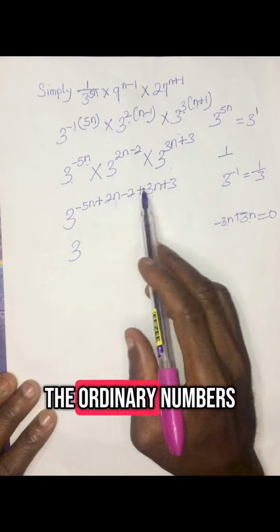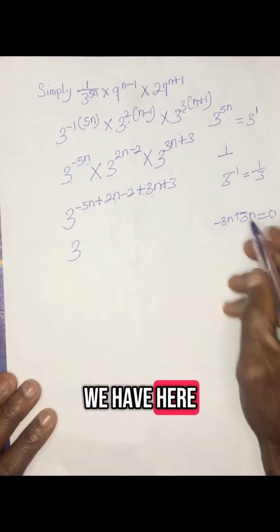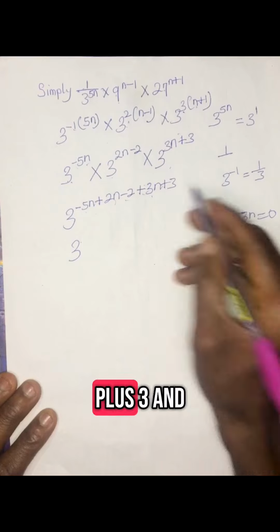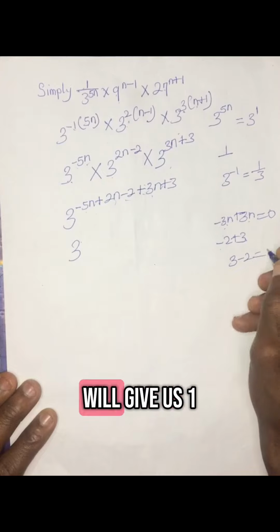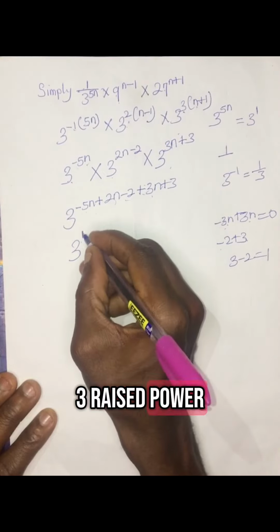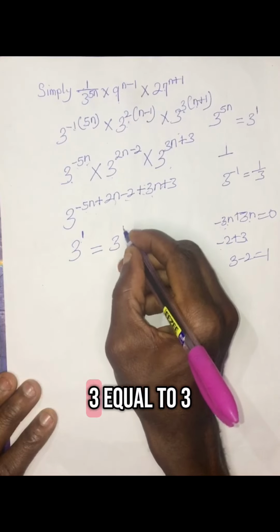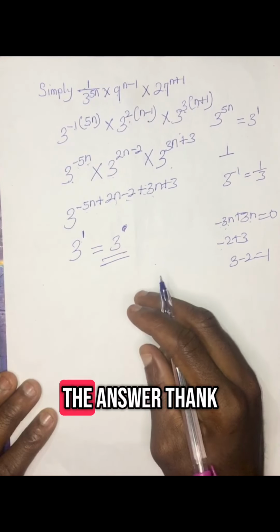Let's now consider the ordinary numbers. The ordinary numbers we have here are minus 2 plus 3, which is the same as 3 minus 2, giving us 1. So we'll have 3 raised to the power 1, and 3 raised to the power 1 is equal to 3. So this is the answer. Thank you.